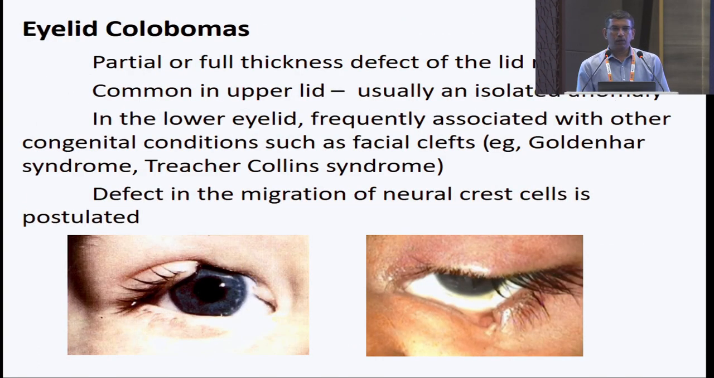Eyelid coloboma is what you commonly see in the OPD, most commonly in the upper lid, though it can occur in the lower lid. Upper lid is more common, as I said, since there are two processes. But when you get a lower lid coloboma, you need to check for systemic association or other congenital facial clefts like Treacher Collins or Goldenhar, because a lower lid coloboma, which is uncommon, is more commonly associated with systemic anomalies or basically facial cleft defects.